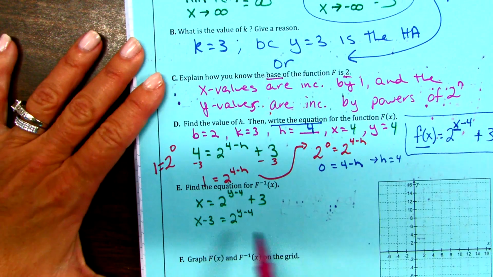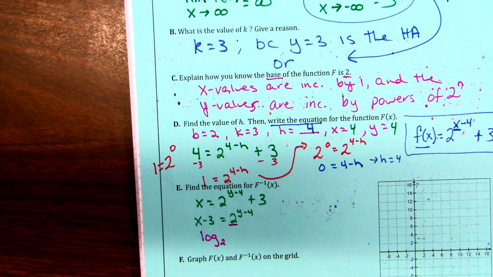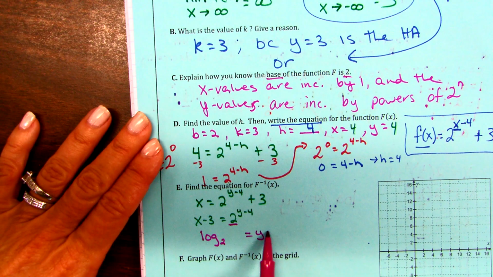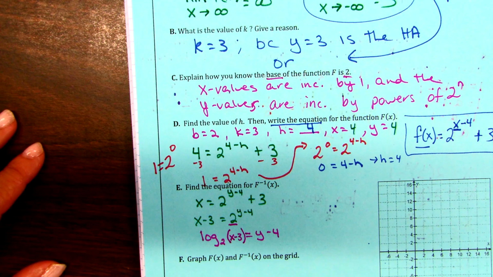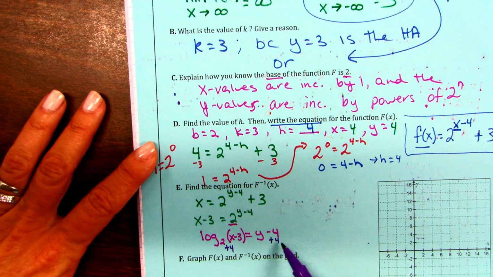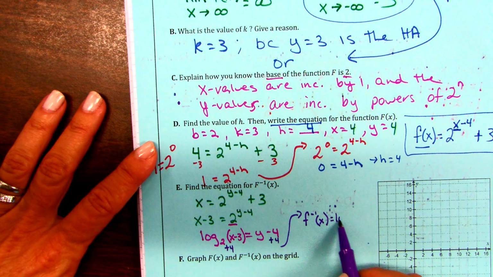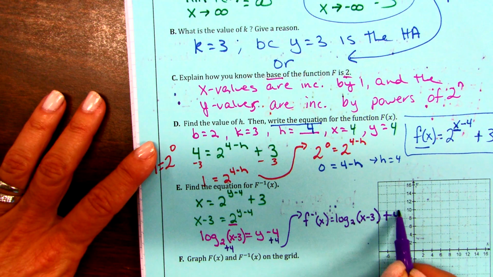To write something in log form, you start by writing the word log. Since our base is a number, we use log. If the base had been an e, we would have used natural log. The exponent gets its own side of the equation. And the x minus 3 in parentheses for full credit. And then one more step to get y by itself would be plus 4. So my final answer would be log base 2 in parentheses x minus 3 plus 4.